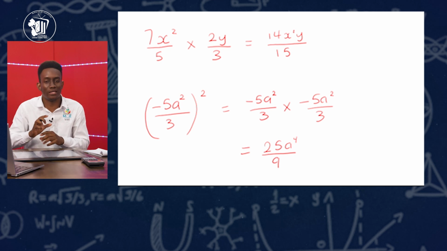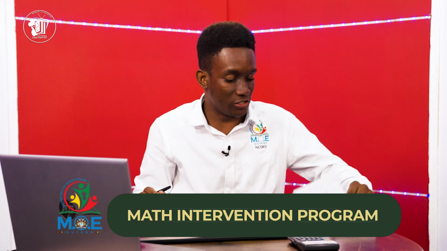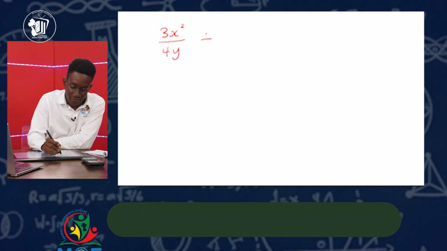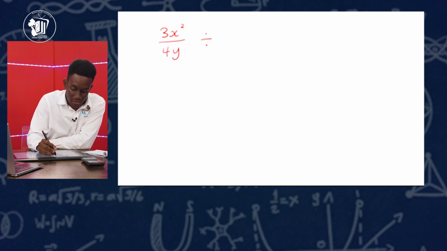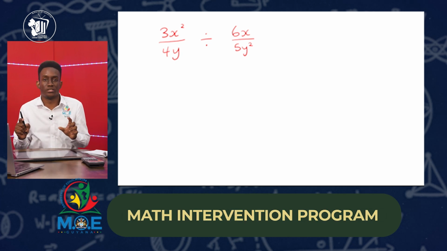You just have to multiply the top by the top, the bottom by the bottom, and you simplify whenever you have to. So let's look at some division. Let's say we have 3x squared over 4y divided by 6x over 5y squared. Now we are dividing these two algebraic fractions.